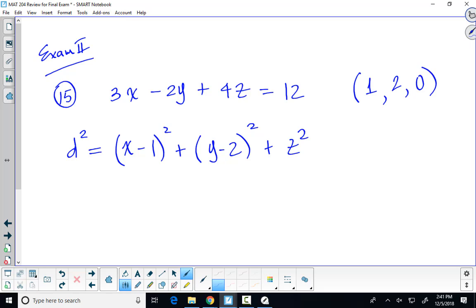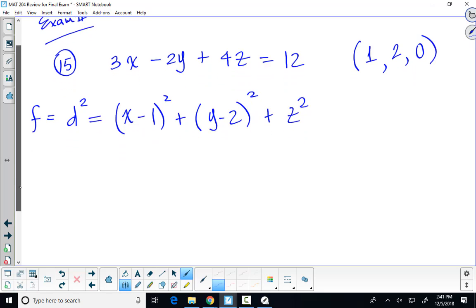So we get that. Pretty much x minus the x coordinate of the point, y minus the y coordinate of the point, and z minus the z coordinate of the point. That's our distance formula, the square root of the sum of the squares of the differences. Then we square both sides, and this function will be minimized at the same ordered triple as the square root would be. This distance function is our f. Let's call it little f.